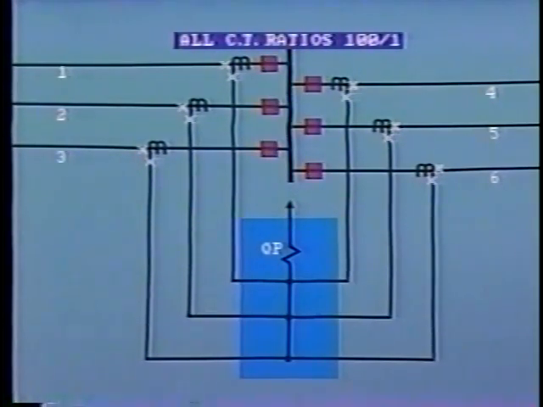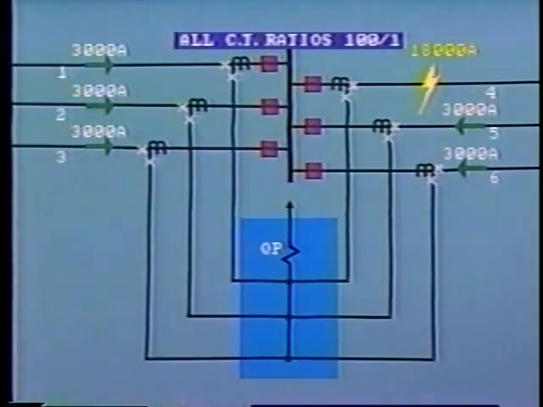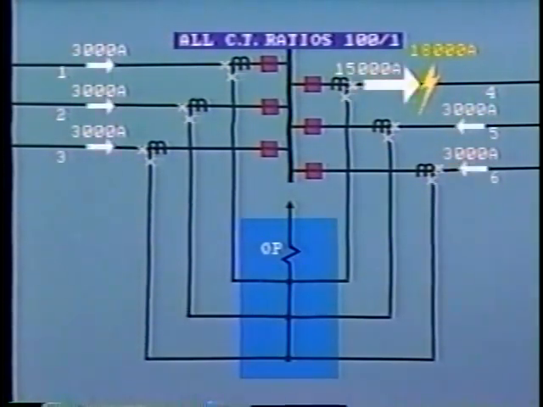Now, let's look at the case of a fault on line 4, fairly close to the breaker. As before, the fault magnitude is 18,000 amps. Lines 1, 2, 3, 5, and 6 will each feed 3,000 amps into the bus, and then 15,000 amps out along line 4 to supply the fault. Line 4 also feeds 3,000 amps to the fault.